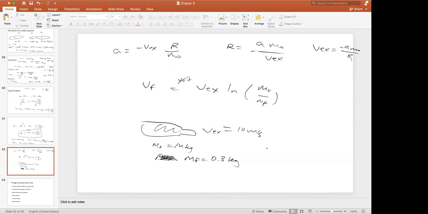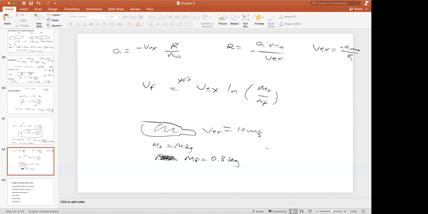What would that be? Well, let's look at this really fast. 10 times ln of 14 divided by 0.3. It would be 38.4 meters per second. One last thing that I want to note here. If you've ever seen the space shuttle, back when we used to fly them, if you've gone to the LA Museum Science Center where they have one of them there and saw it.